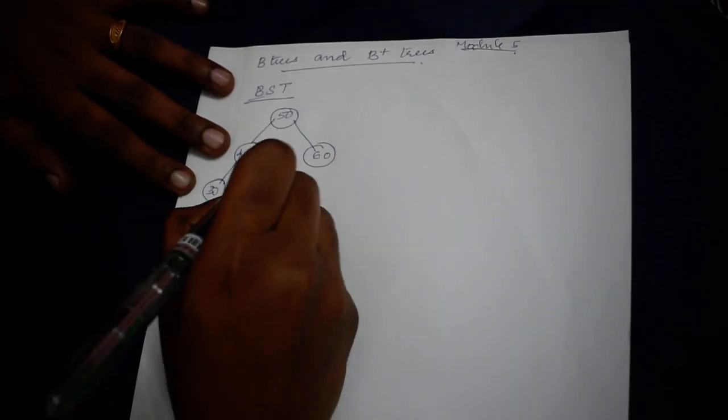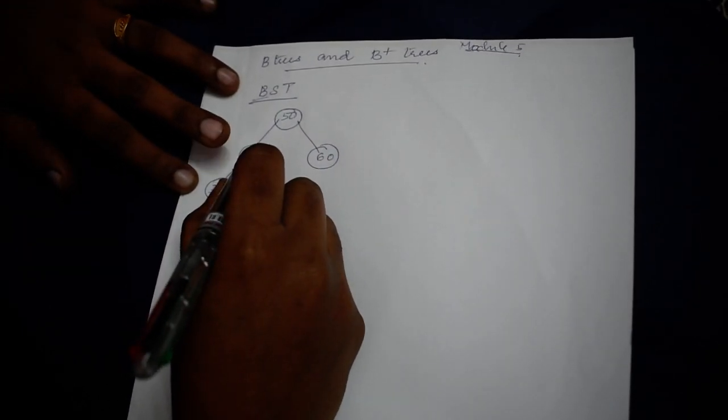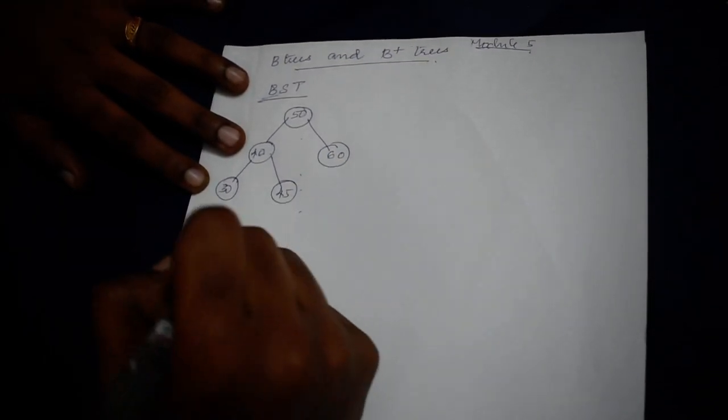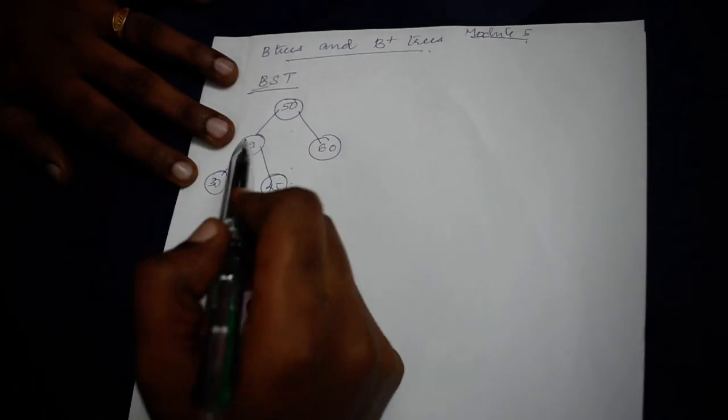Suppose I want to insert 45. 45 is less than 50, I will come to this side. It is greater than 40, so I will put it on this side. Likewise, we will be continuing. That's why it is known as binary: two children in the search tree.